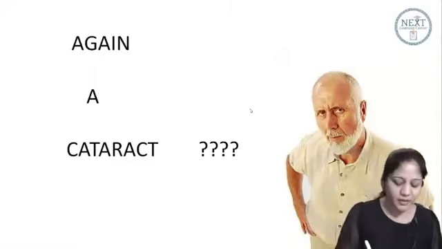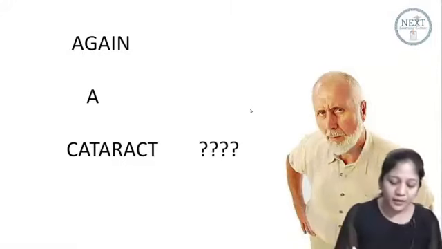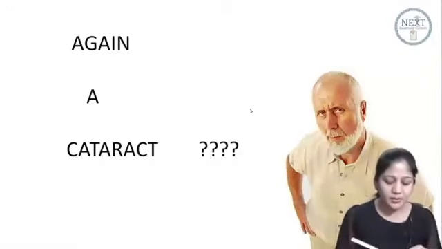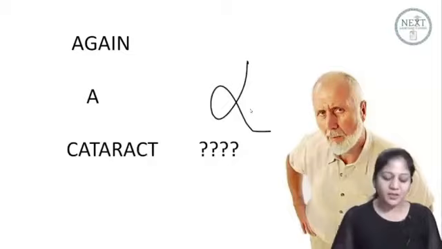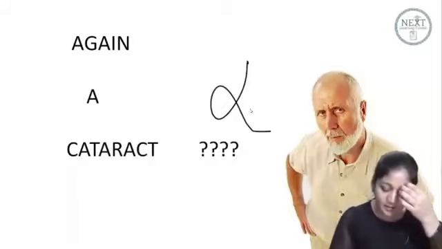No, never. Once you have taken out the lens, the cataract cannot come up again. So what is it? This is a complication which we call PCO.